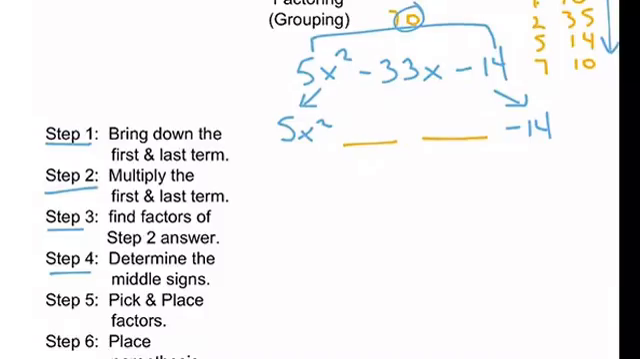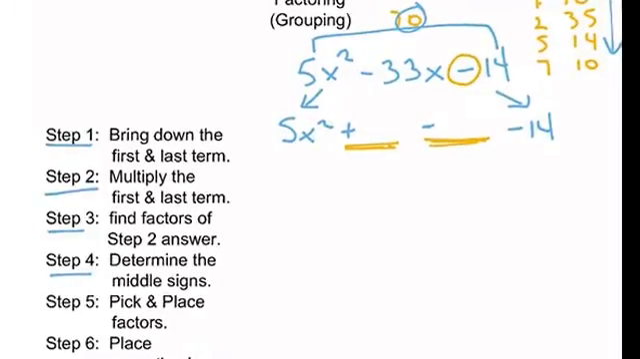Let's go back. The way I'm going to do that is I am going to look at this sign. Since that sign is negative, that tells me that my sign here and here are going to be different. One's going to be a positive and one's going to be a negative. That's all I need to know. So I'm going to do a plus and a minus. It does not matter where you put those signs right now. Okay?